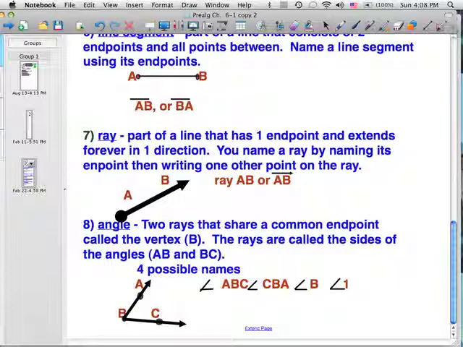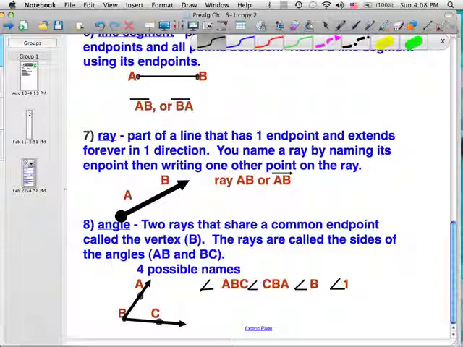There are 4 ways we can name an angle: by the 3 letters with the vertex in the middle, by the vertex, and sometimes they'll put a number in between the rays and we can name it by that number. So this is the symbol for angle, and we put that in front of the letters. Angle ABC, or we could name it the opposite way, CBA, but B has to be in the middle. We could name it by its vertex, angle B, or if they put a number in between the 2 rays, angle 1.